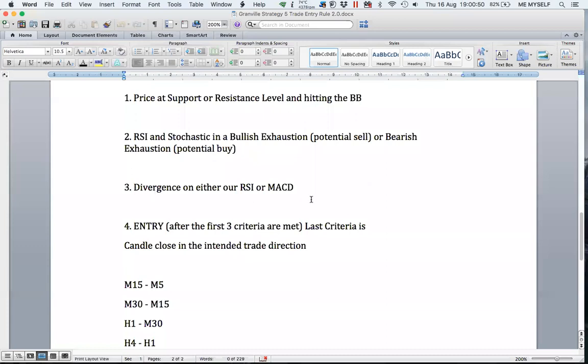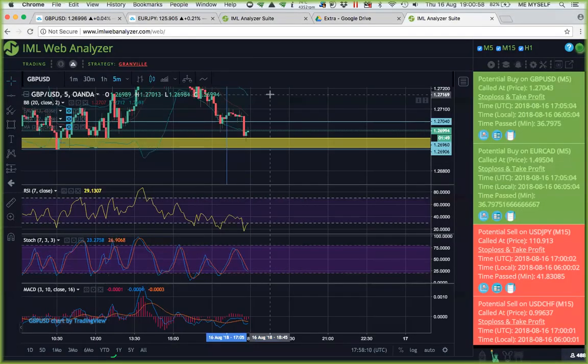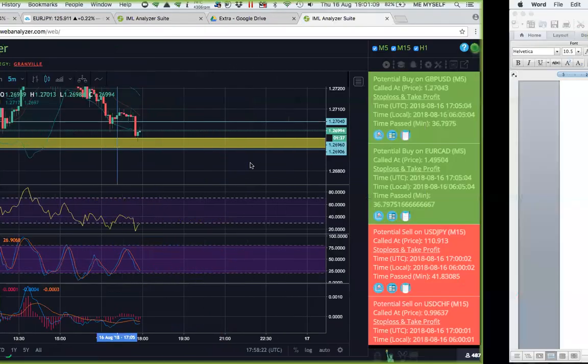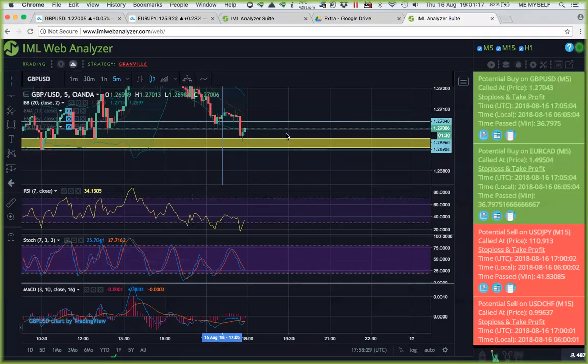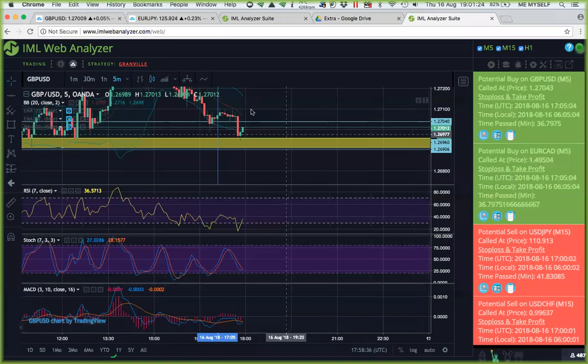The next thing I want to see is divergence on or RSI or MACD. Go ahead. Oh, sorry. Okay. All right. So the next thing I want to see is divergence on either or RSI or MACD. If we do get cut off, just come back on the same link, okay? If we do get cut off, come back on the same link.